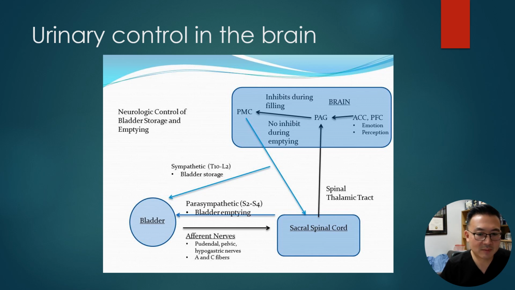the periaqueductal gray matter. And based on input from the frontal lobes of the brain, it either tells the pontine micturition center to remain in storage mode or to allow voiding. And if it allows voiding, basically signals are sent back down the spinal cord, and as I mentioned, the sympathetic output decreases along with the somatic output, and the parasympathetic output increases, allowing for bladder contraction.